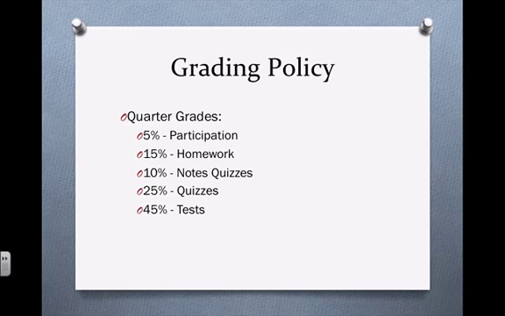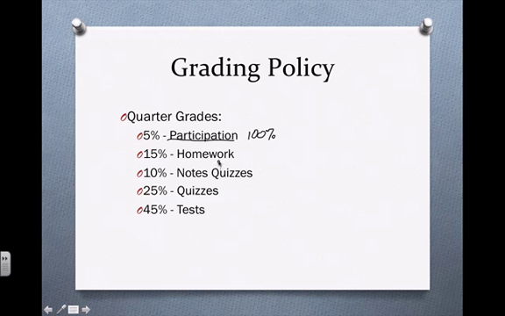So first things, your quarter grades are going to be broken down as follows. 5% of your grade is participation points. You start out with 100% of these points. You start out with an absolute full participation, but you can lose your participation points for not staying on task during class, or for coming to class unprepared and having to either borrow something from me or go to your locker to get it.